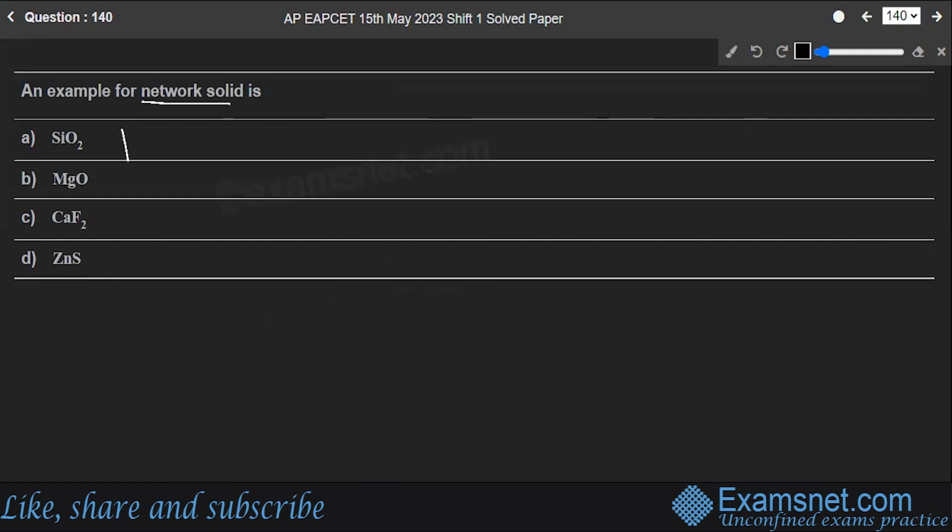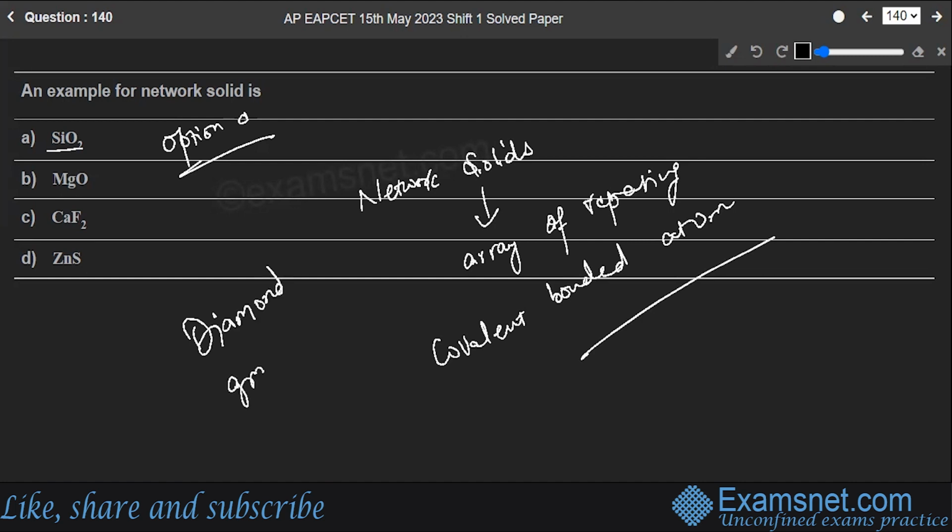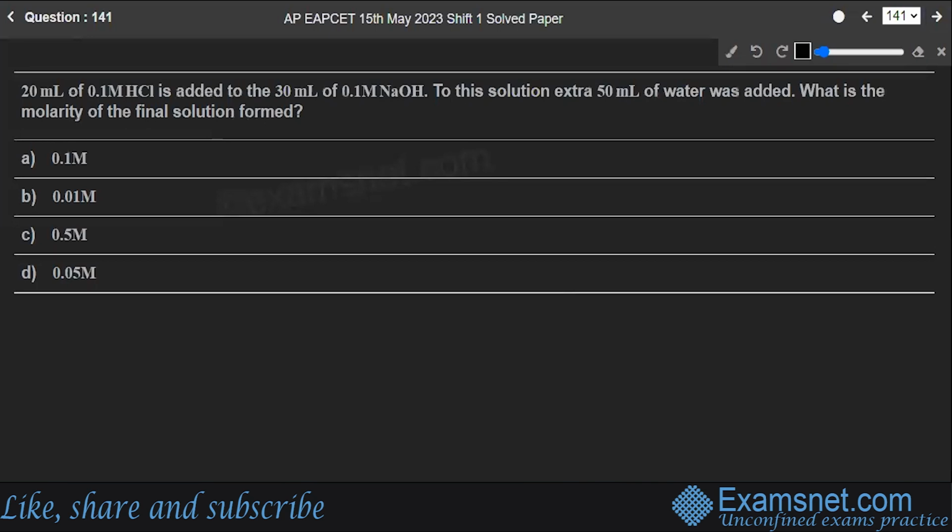An example of network solid is, out of these four, which is the correct one? See the first one. Among the following options, silicon oxide is an example of network solid. That makes option A the right answer. Simple. See, network solids are an array of repeating covalently bonded atoms. The covalent network solids are like the giant covalent substances, which can be diamond, graphite, and silicon oxide. So we have option A as the right answer. Next is question number 141.